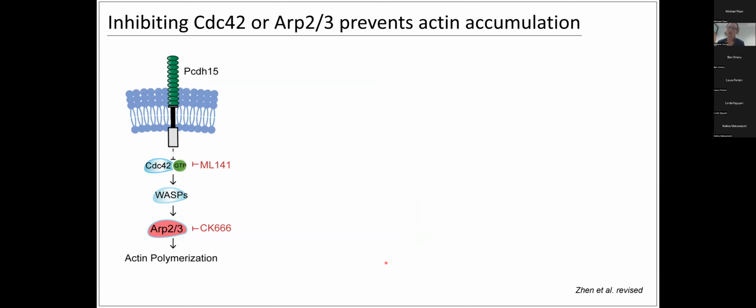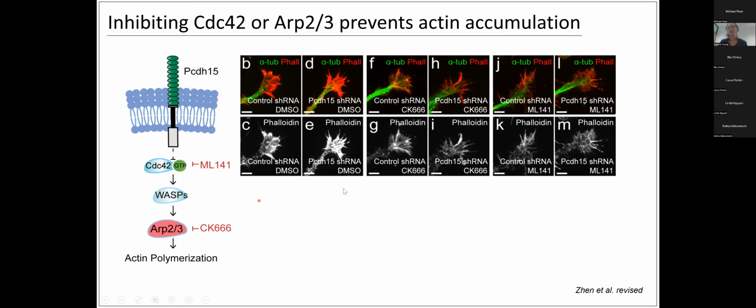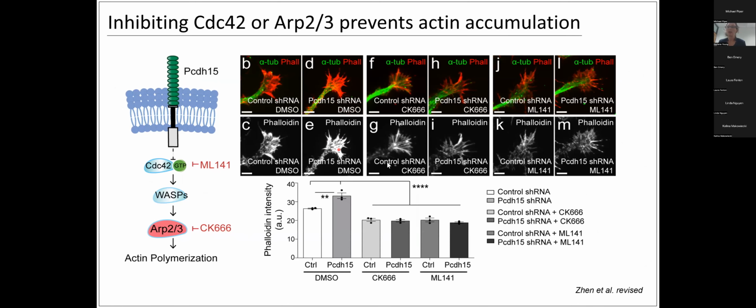So we wanted to find out whether this could really be responsible for what we're seeing. And so we again turned to pharmacological inhibitors, blocking CDC42, so upstream here, with ML141, and blocking ARP2/3 with this drug CK666. And in cultures that had been treated with these drugs, we found that the amount of actin accumulating in the processes of OPCs could actually be rescued, so that the actin levels in our knockdown cultures came back to that of controls following treatment with either drug. So we were able to overcome this actin accumulation. But is it enough to rescue the motility?